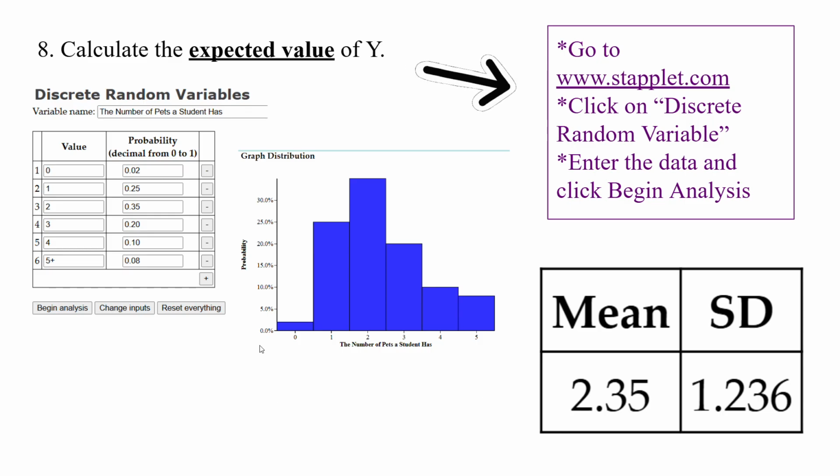Otherwise you would multiply every value by its probability and then add them all up if you were doing it by hand. We like technology, and so we use it to our advantage, so we don't have to calculate all of that by hand.